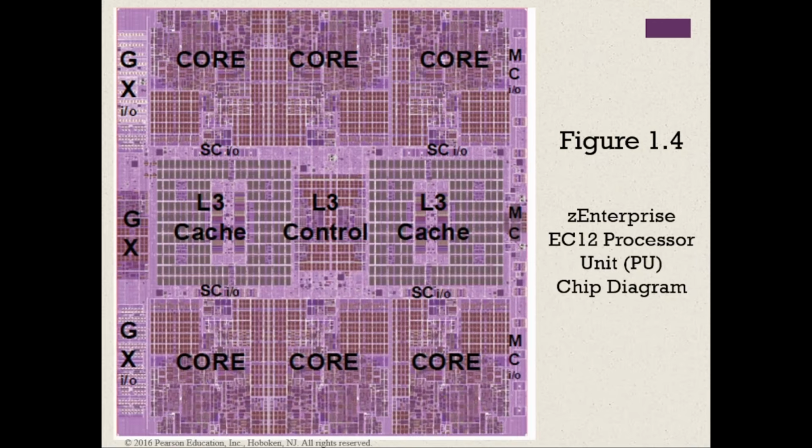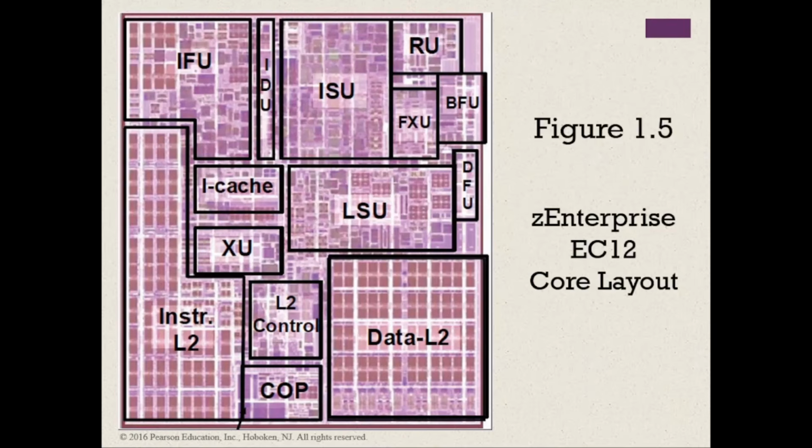The memory controller, or MC, function controls access to memory external to the chip. So we have this MC. And then the GXIO bus controls the interface to the channel adapters accessing the IO. So we have this IO here and the GXIO specific. So this is the Z Enterprise EC12 processor chip diagram. Next is another figure, Figure 1.5, the Z Enterprise EC12 core layout.